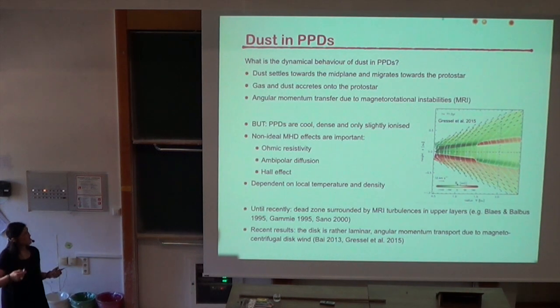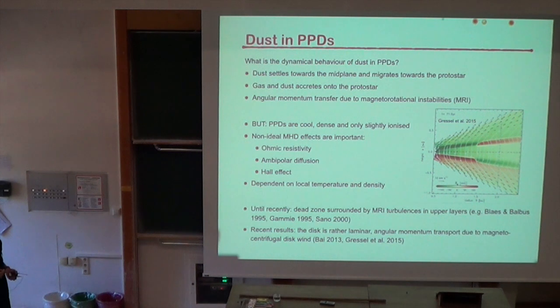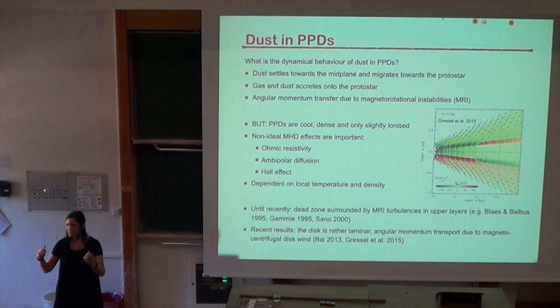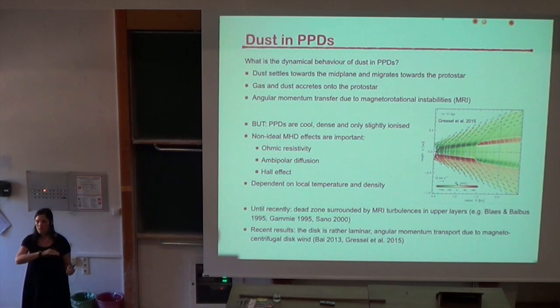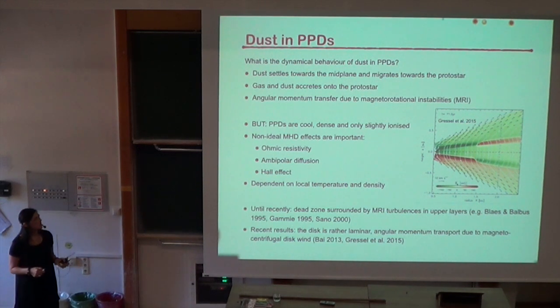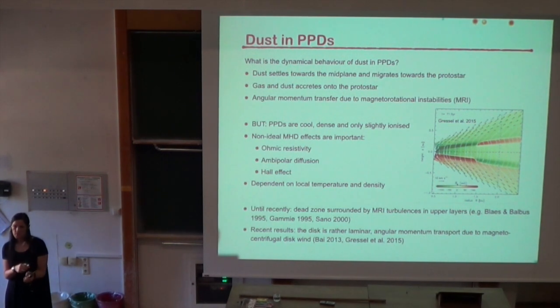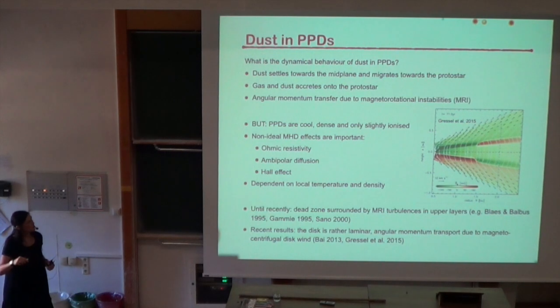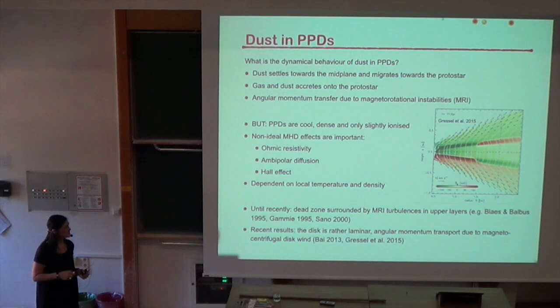So, as I said, my question is about the dynamical behavior of dust in protoplanetary disks. The main idea in a protoplanetary disk is that particles settle to the midplane and migrate towards the star, where gas and dust accrete onto the protostar. That means all the material goes into the star, but the angular momentum has to be taken away from it, so we have to have an angular momentum transfer. And this was assumed to be due to magnetorotational instabilities.